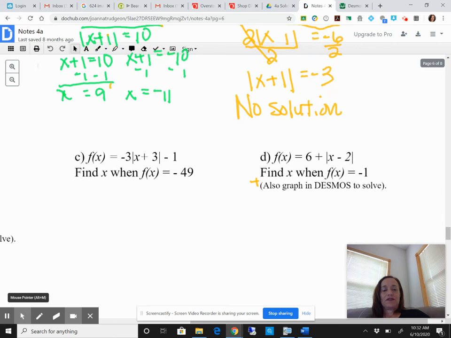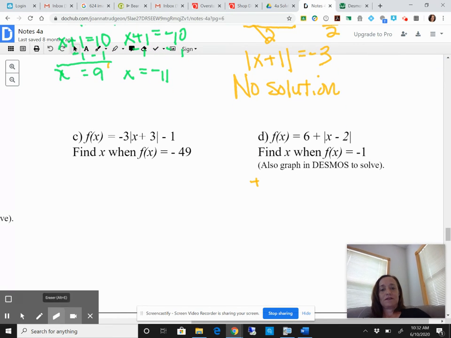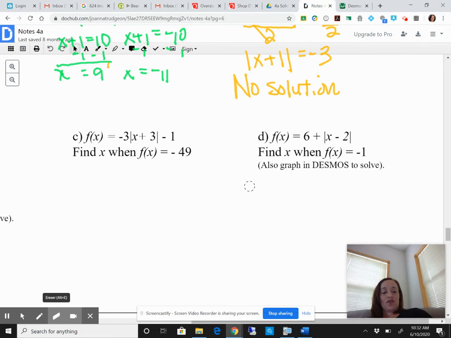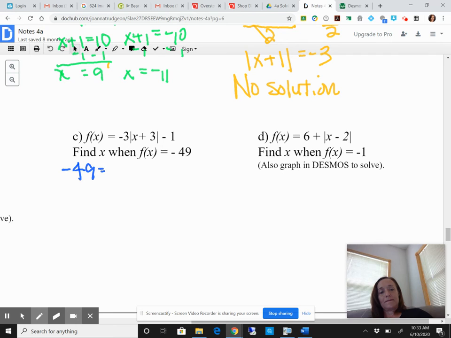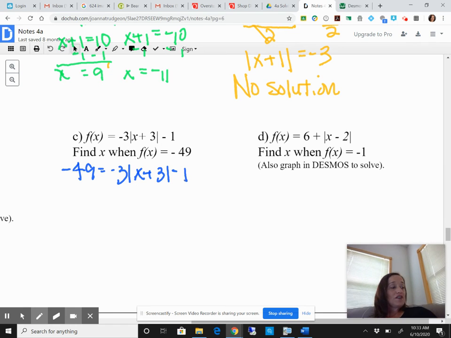Moving to this problem here. Now, these are the graphing type, right? We are going to find x when f of x is negative 49. So again, we will go ahead and put negative 49 into this equation. And from here, I believe you should be able to solve this. It would be similar to the green one that you see above. So go ahead and do that.